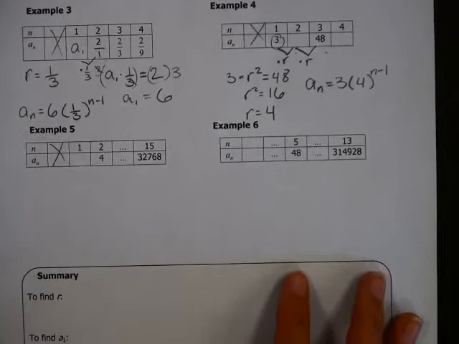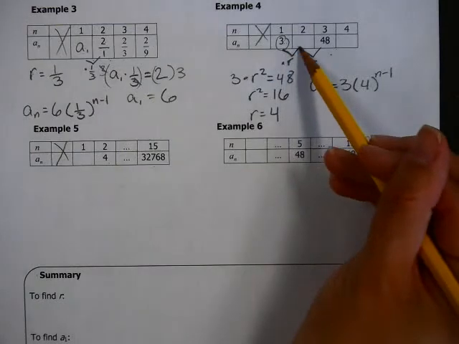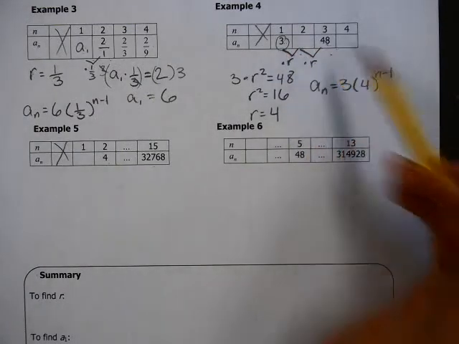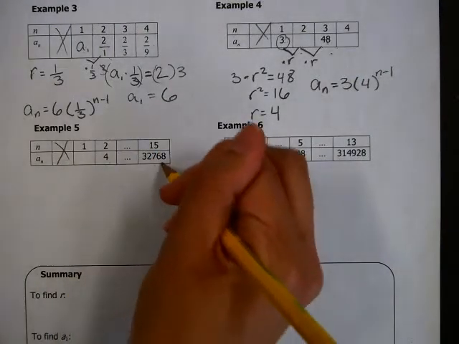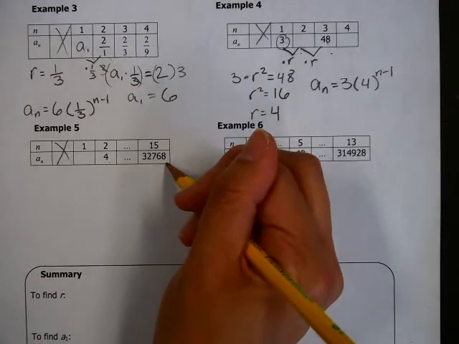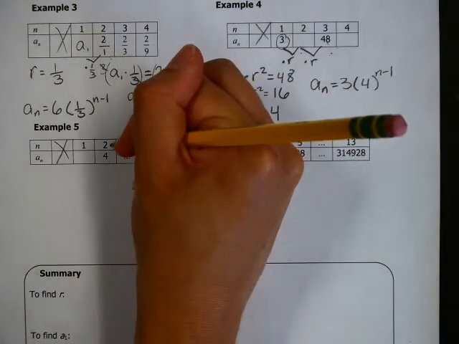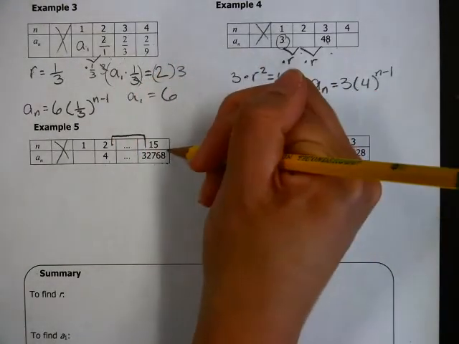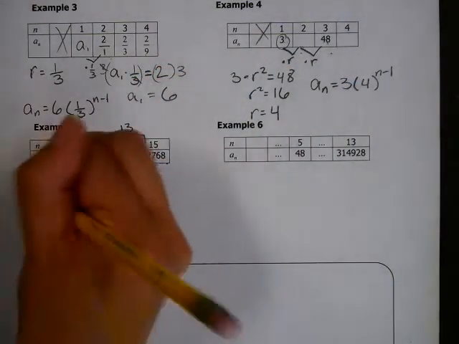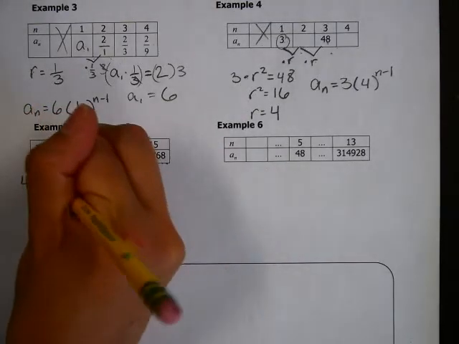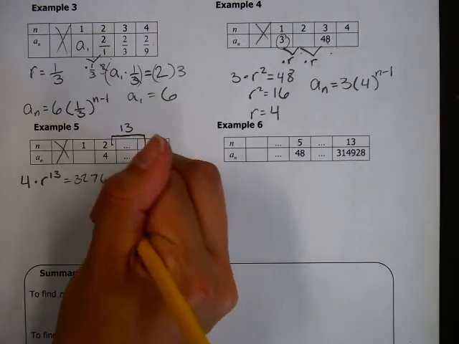Okay, so for these two, the terms I gave you are much more spread apart. So here we could easily see once, twice gets us there. We're going to use that same process. We're going to start at 4, and we're going to multiply until we get to 32,768. The question is, how many times do we have to multiply by r? Well, we're starting at the second term, and we're moving to the 15th term. So that is 13 spaces away. So we have 4 times r to the 13 equals 32,768.